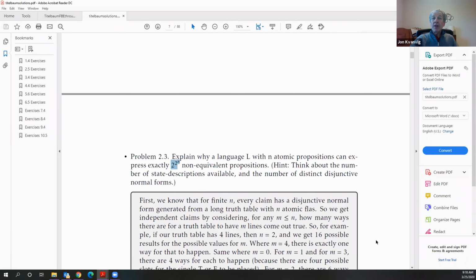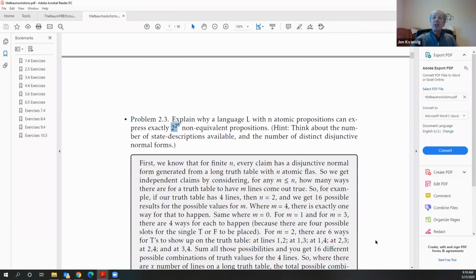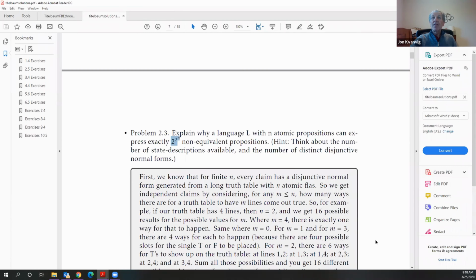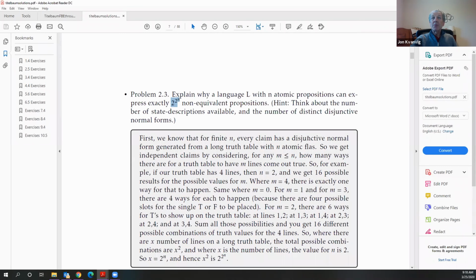Now this one is a rather daunting one to try to figure out, but where you can start is, you know how many state descriptions there will be available for a language with n atomic propositions. It's just 2 to the power of n, because that's the number of lines on the big long truth table. And then all you have to do is think about all the possible ways of combining all of the 2 to the n lines on the truth table into disjunctive forms. So here's one way to understand how to do that.